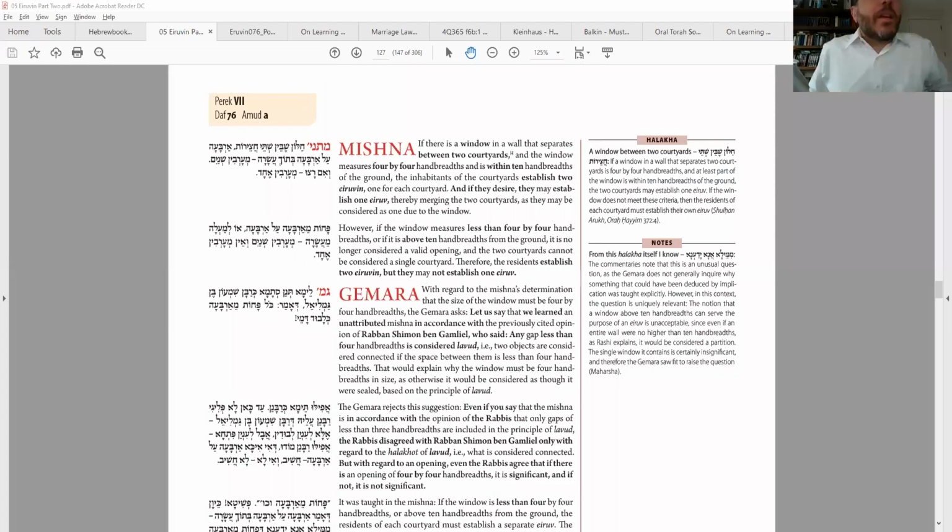Masechet Eruvin, Daf Ayin Vav. We begin the new Perek, seventh Perek, dealing with separations.